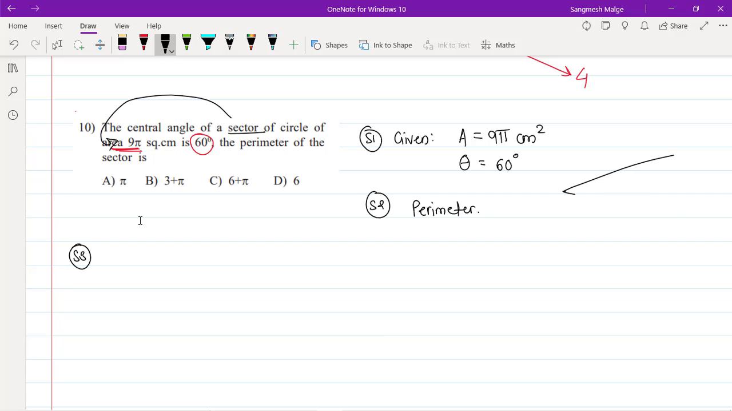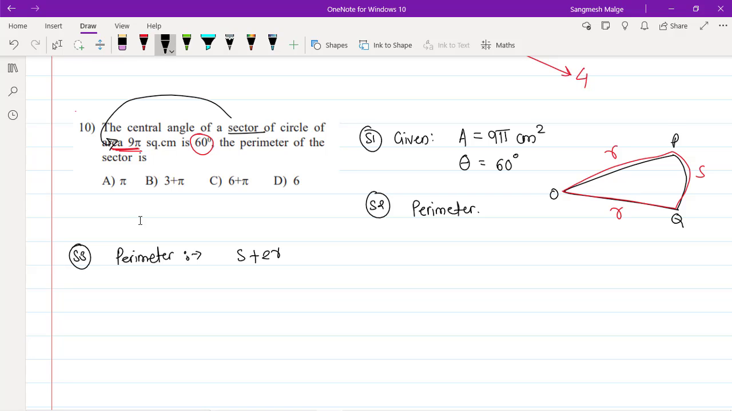What does perimeter mean? Suppose this is the sector, this is the origin, and this is P and Q. The perimeter is the full length of the red boundary, which we have to find out. Suppose this is R and this is R, and this arc is S. So the perimeter of a sector equals the arc length S plus 2R.